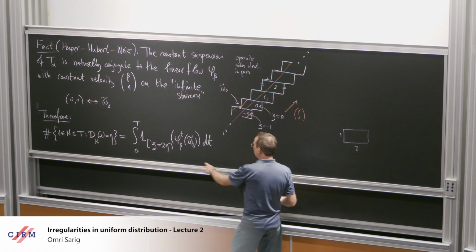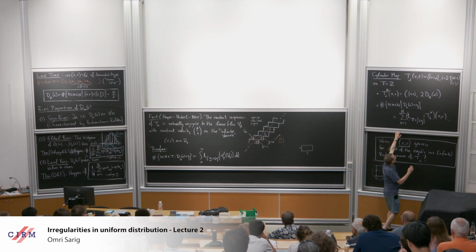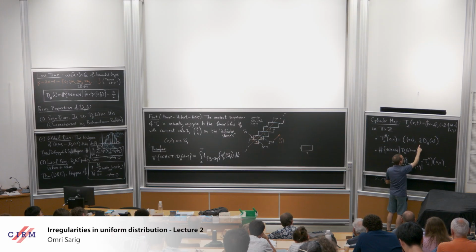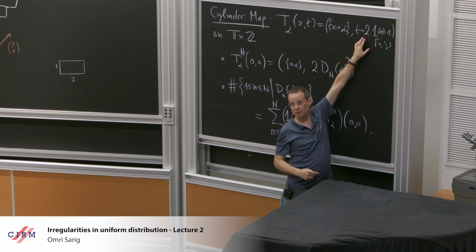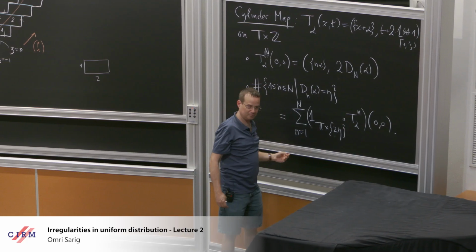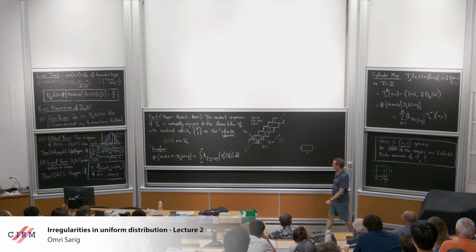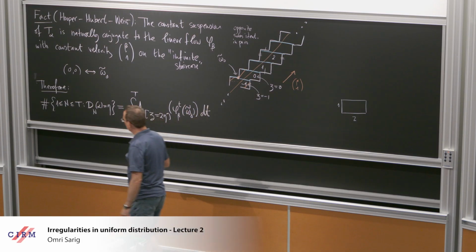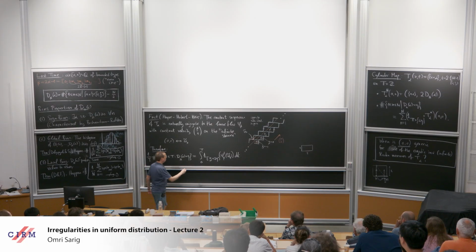So why do I have 2 instead of 1? Because of the 2 here. Why do I have 2 here instead of 1? Because of the 2 here. Why do I have 2 here instead of 1? Because I multiplied the cocycle by 2 so that it takes values in Z instead of half Z, okay? So it's not an essential thing, okay? Now let's look at this one bit longer, and if you don't mind, let's divide by t.